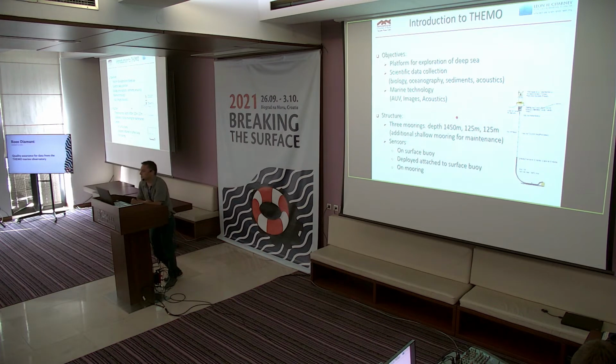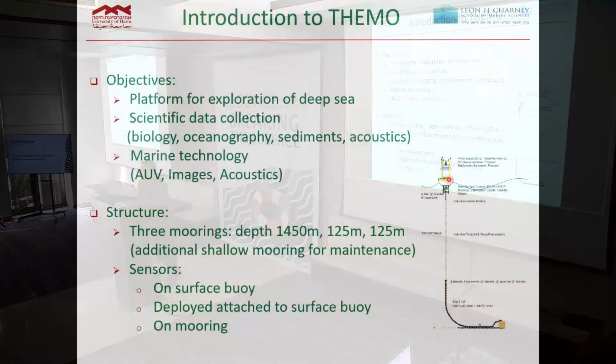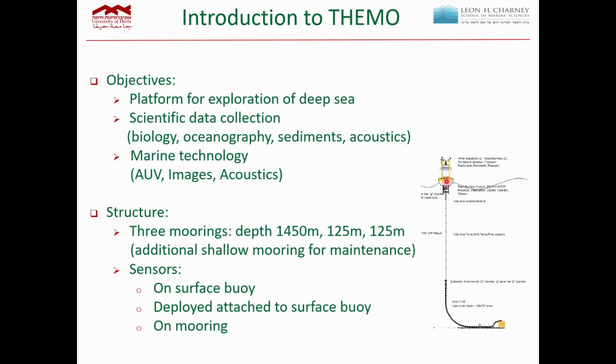Okay, we have sensors on the surface buoy, about 4 meters from the sea surface, the height of the buoy. There is a meteorological station there. There are several sensors on the frame of the buoy, about 3 meters below the surface, and then there are sensors along the cable of the mooring. The shallow mooring is basically a catenary mooring, so it goes all the way down to, as I mentioned, 125 meters.